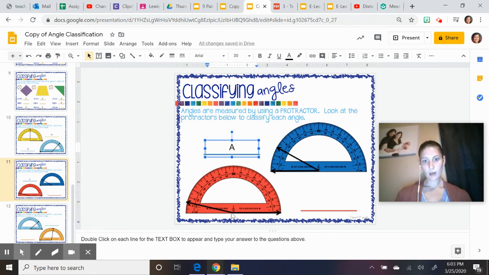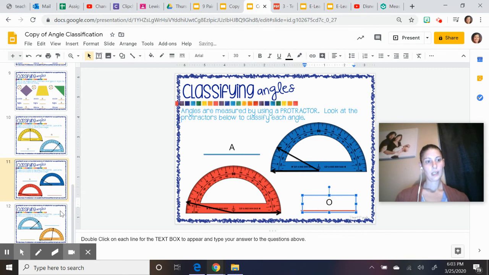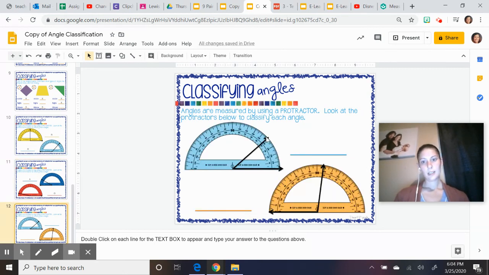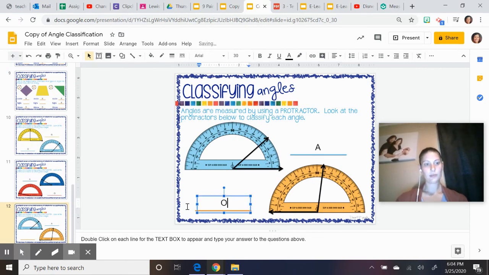Oh my goodness, this is almost a completely straight line. So that has to be obtuse. And then our last slide. Oh, there's another cute little angle. Definitely acute. And then look at this one. It's just barely bigger than 90 degrees, but it's still bigger. So this would be obtuse.